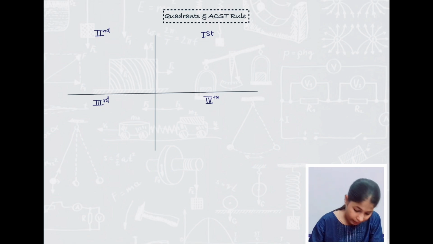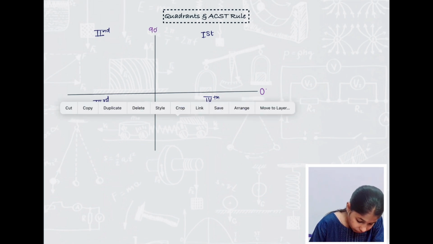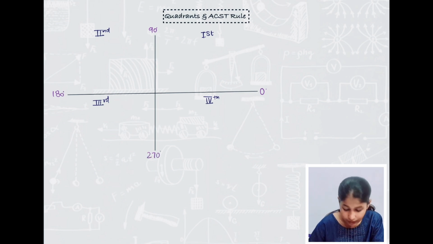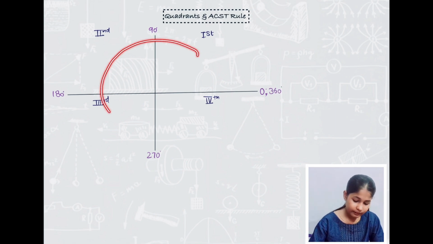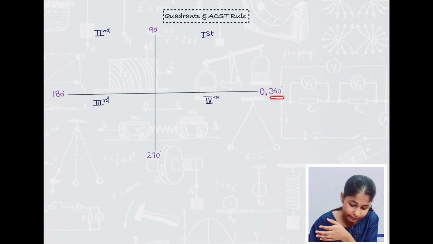Okay, now this is 0 degree, this is 90 degree, this is, I think, 180 degree, and last 270 degree. Up to this, 0 degree will also be 360 degree. Means here you can see the pattern. It will start from 0 degree and will end at 360 degree.